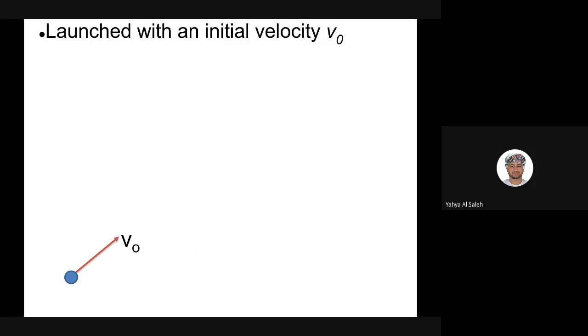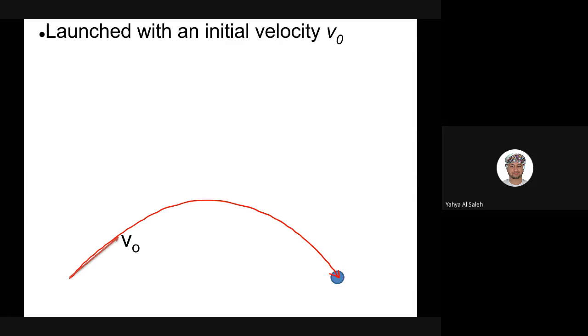Okay, so if we have something launched with an initial velocity V naught, and anyone here who has ever kicked a ball or played football can confirm or deny this. If I kick a ball at an angle, this is what the trajectory of the ball will look like. Is that correct?